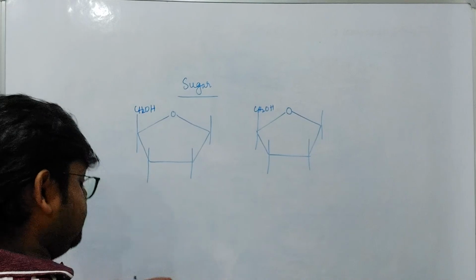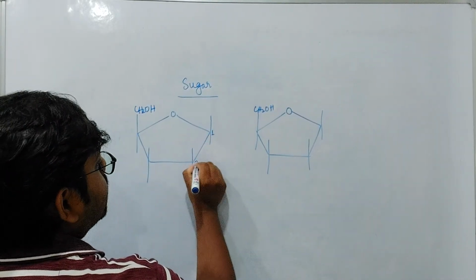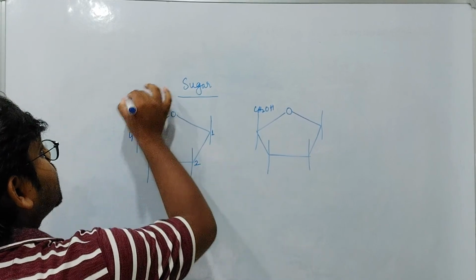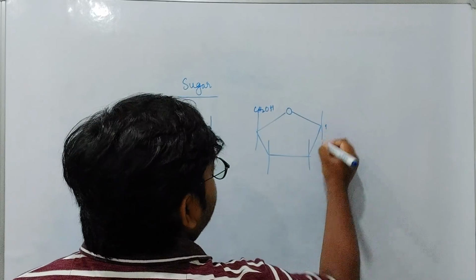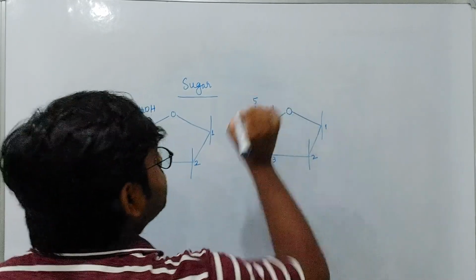Where are the 5 carbon atoms? How to do the numbering? See, this carbon atom is marked as 1, this one as 2, this one is 3, this one is 4 and this one as 5. Same here, 1, 2, 3, 4, 5.